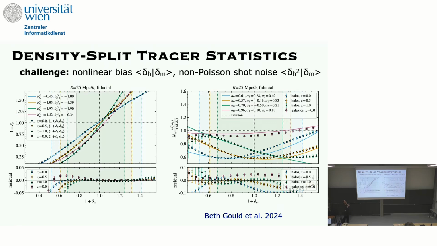And so let's quickly look at the bias. So here we have different redshifts. We take all halos in the Quixote simulation.